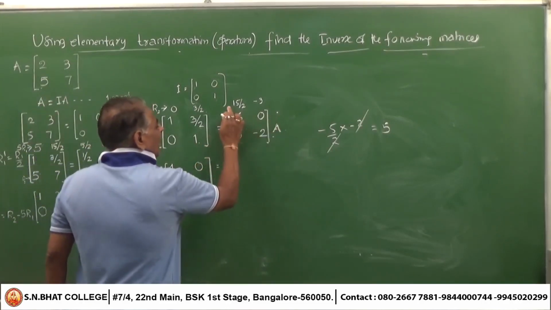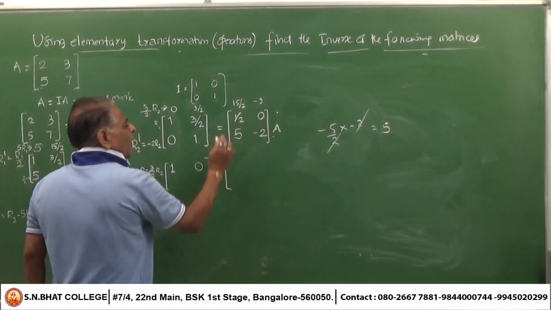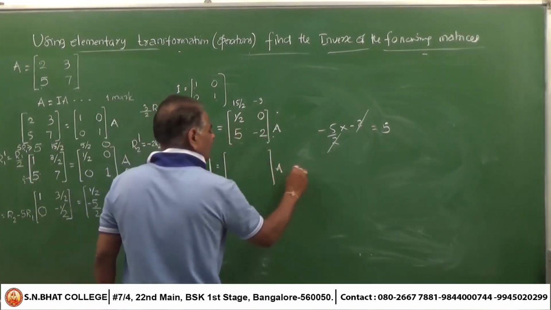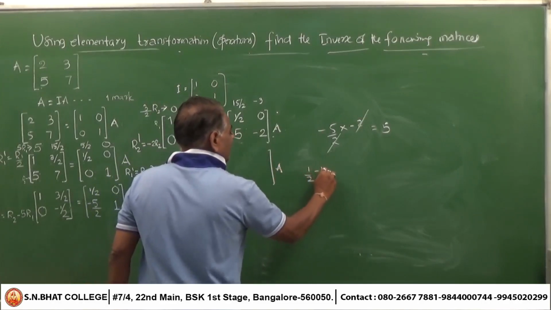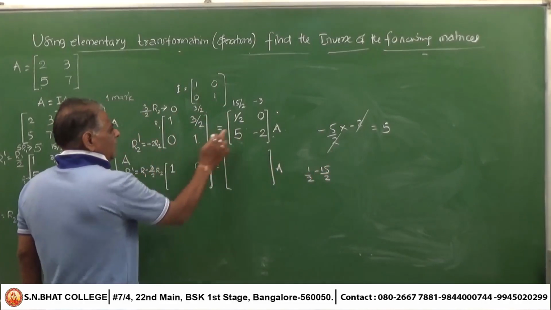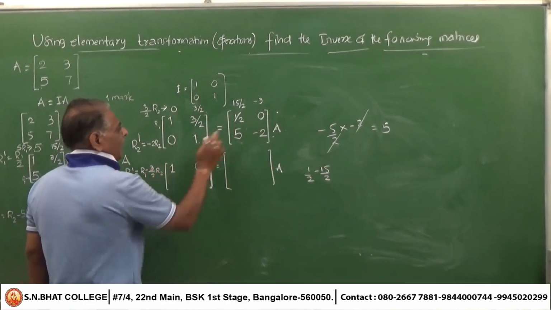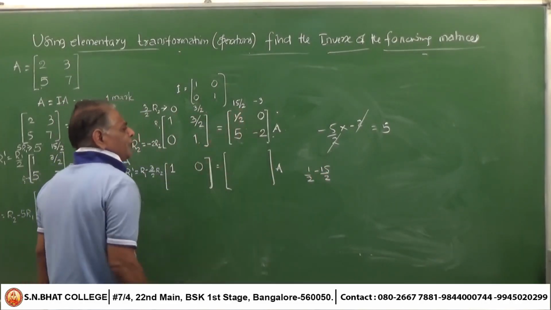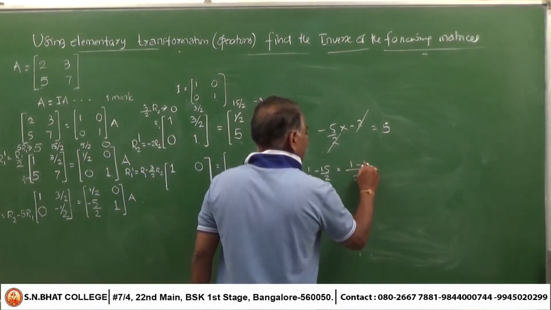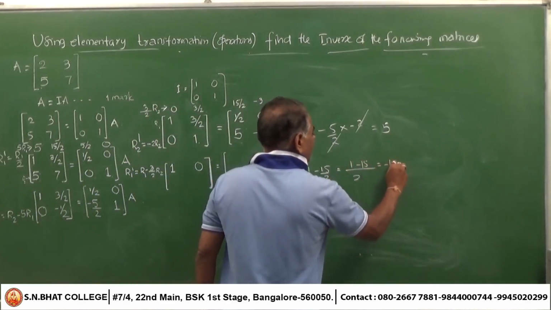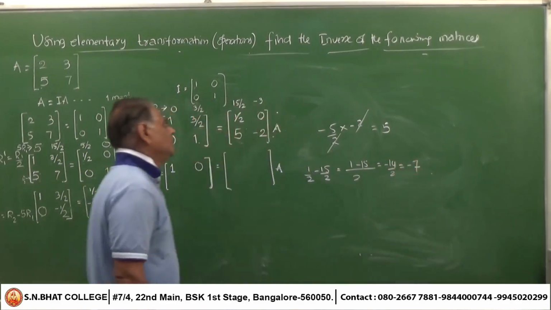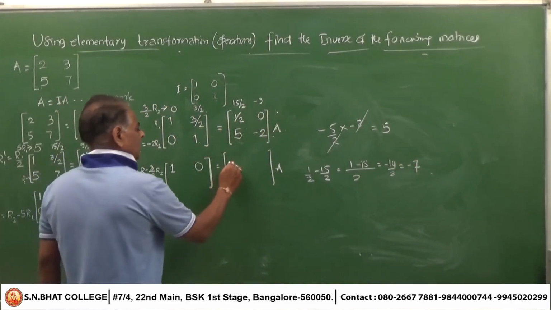R1 is this one, 3 by 2. R2 is this one, half minus. R1 is half minus 15 by 2. R1 minus 3 by 2 R2 means this is 15 by 2. LCM is 2. 1 minus 15 minus 14 by 2. This is nothing but minus 7. This is minus 7.